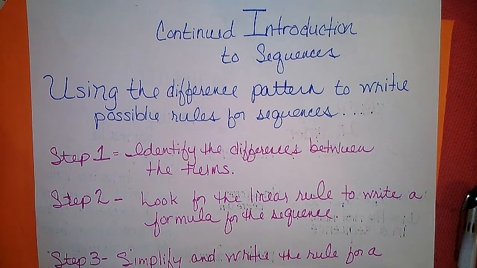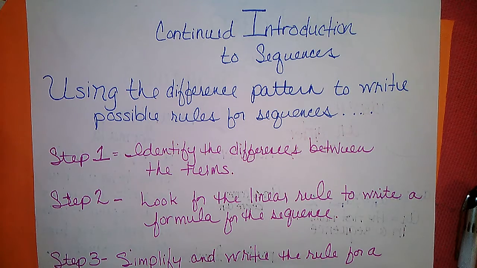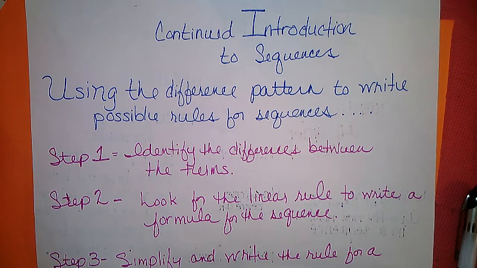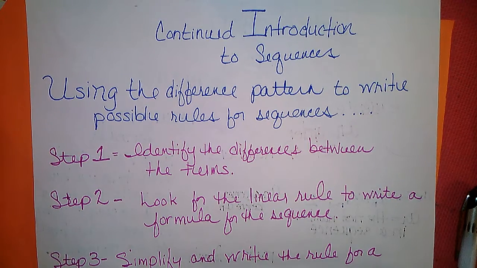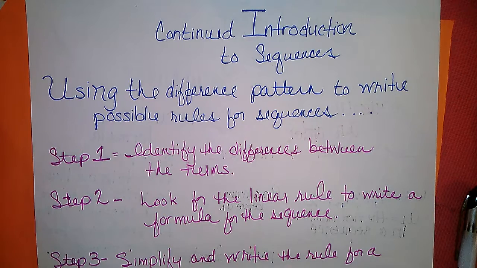Step one says identify the rule. So let's do that first. We go from 8 to 14, which gives us a difference of positive 6. Then we go from 14 to 20, and that's a positive 6 as well, and from 20 to 26, and from 26 to 32. So we know it increases by 6.